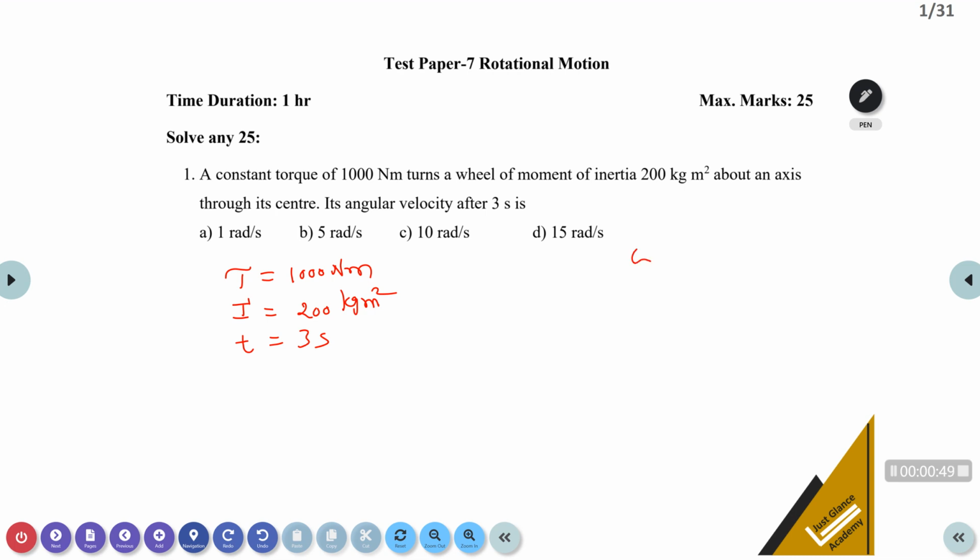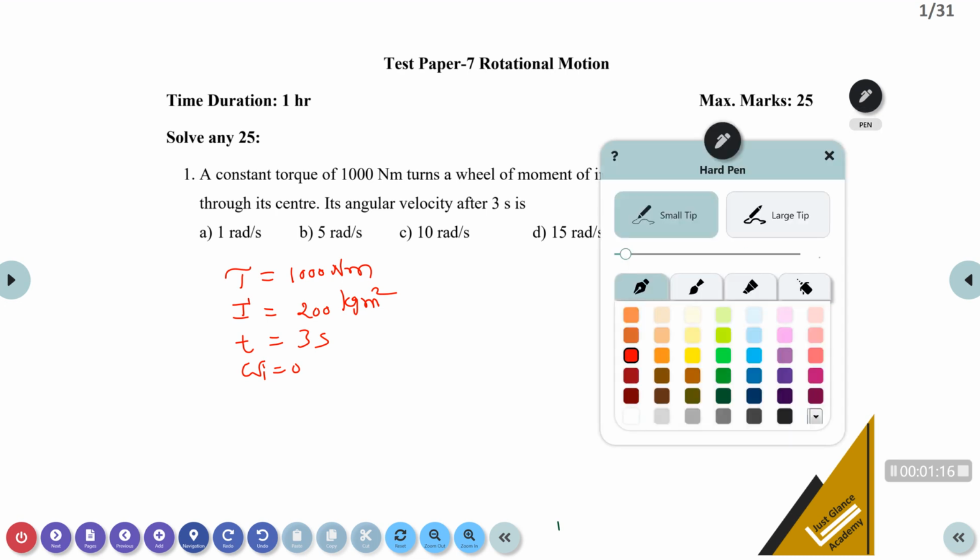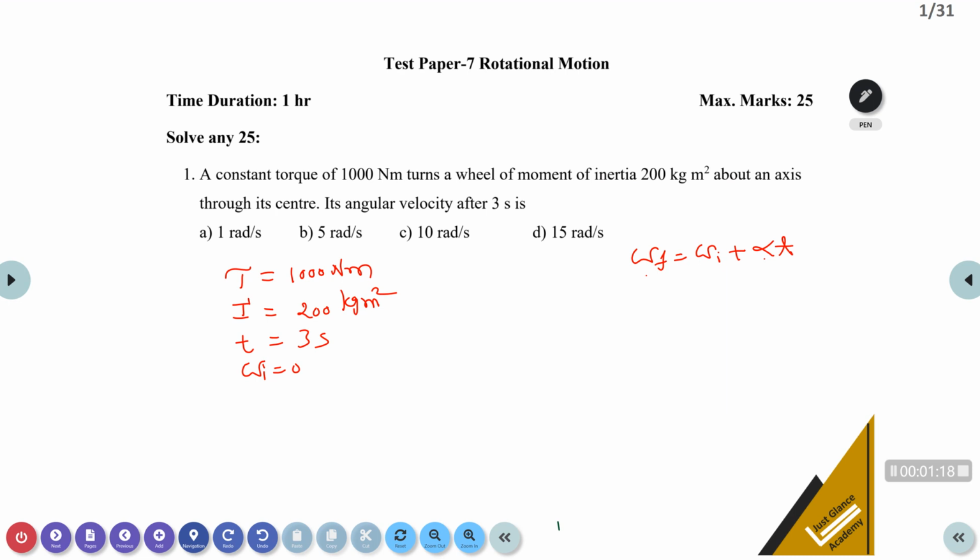We know the equation, omega final equal to omega initial plus alpha into t. But in this problem, omega initial equal to 0. I want to calculate omega f, but to calculate this I need alpha. One should think, how to calculate the alpha value.